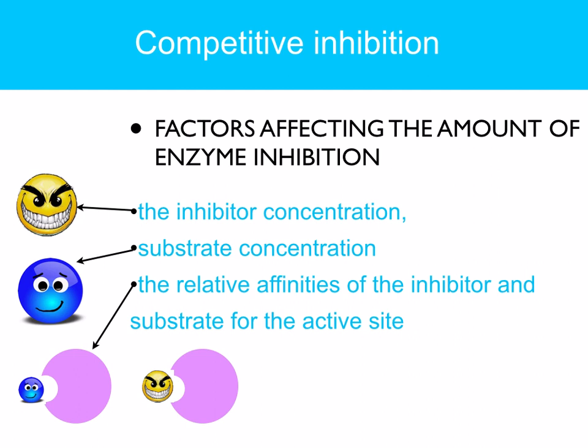If you increase the substrate concentration, then there's more chance of the substrates competing with the active site. And then the last point is the relative affinities of the inhibitor and substrate for the active site. What does this mean? Well, it's the binding power of the substrate or the inhibitor for that active site.